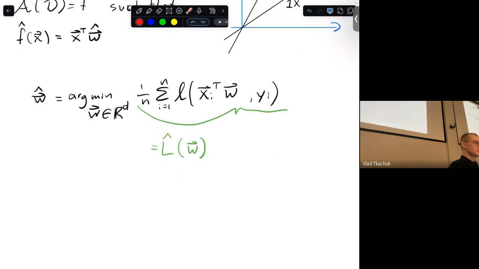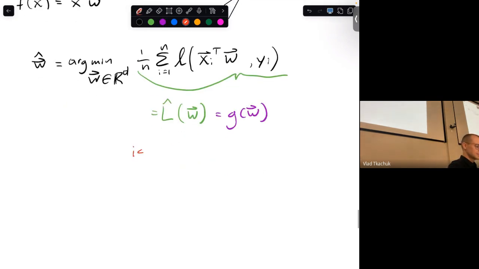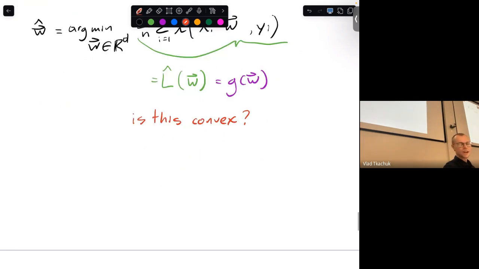And the other thing is, before we even do all that, we should probably make sure that this function, which is like what we saw before as our g of w vector, is convex. Because if we're going to want to use our techniques from before, can we use them? And the answer is going to be yes. We're going to force it to be convex by our choice of L and the function class.